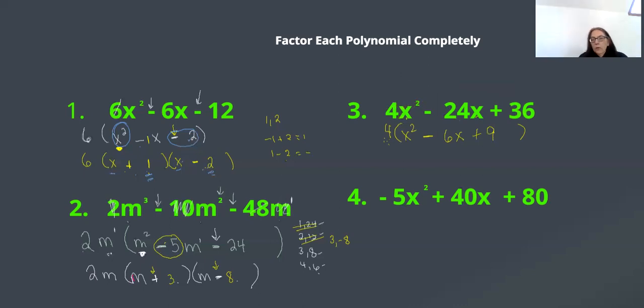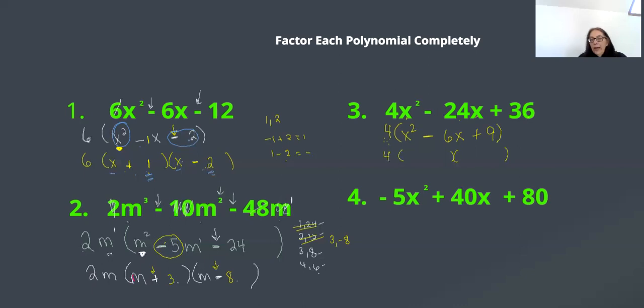Make that closer. So this is what we have. 4, if you distribute the 4 through, you get what you started with. 4 times x squared is 4x squared. 4 times a negative 6x is negative 24x. And 4 times a positive 9 is a positive 36. So now let's make our 2 sets of parentheses.